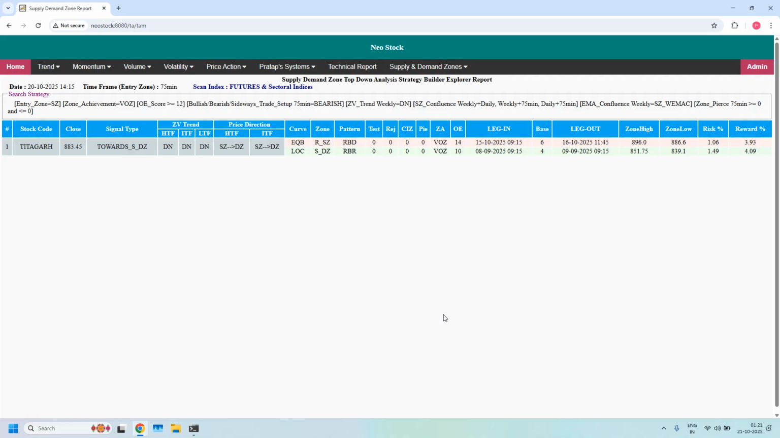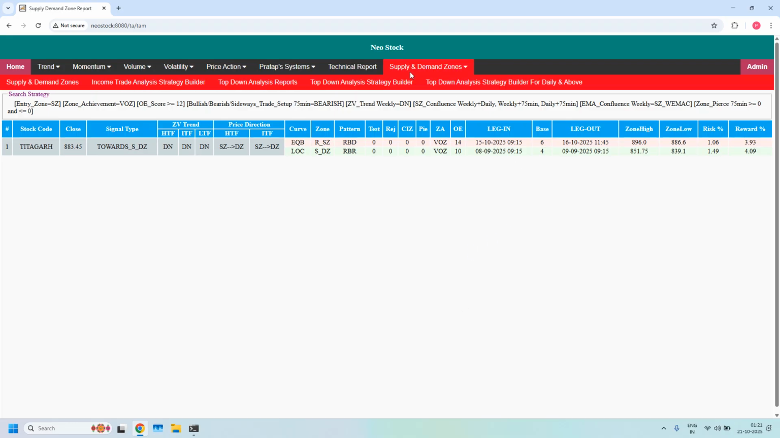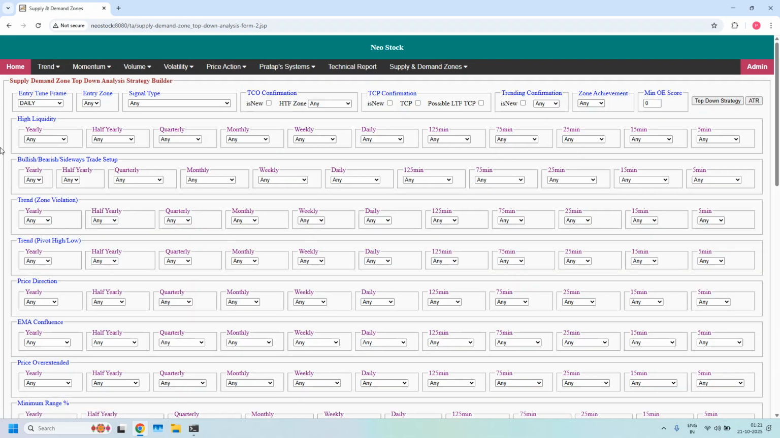So this is the bearish trade setup for weekly income trade. Next, I will generate daily income trade reports. First, the daily income trade sideways long trade setup.